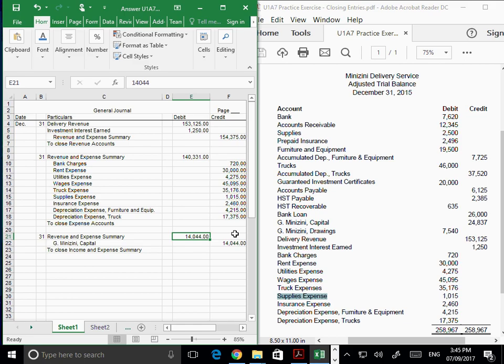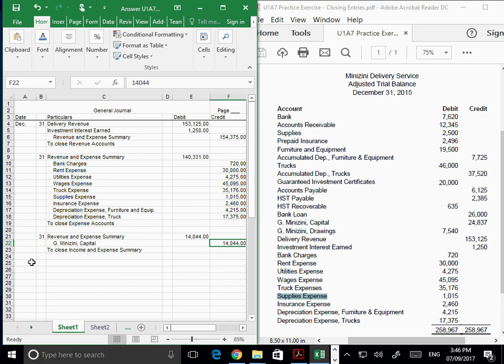If it were a net loss, we would be crediting the account because your expenses would be greater than your revenues. G. Manzini Capital would then get the credit for $14,044. So all of that net income ends up in the capital account.